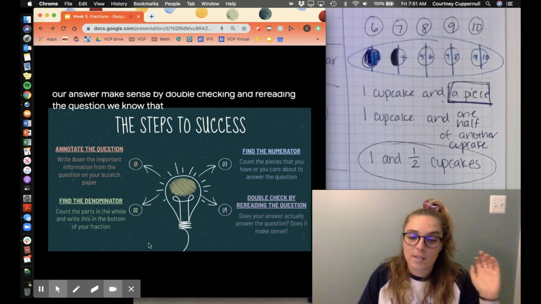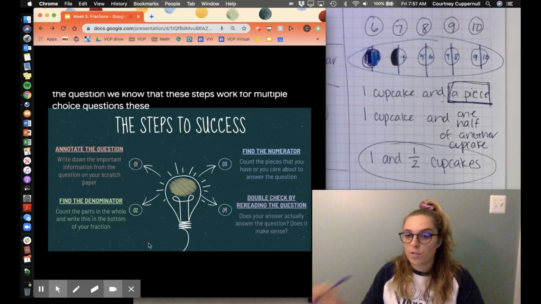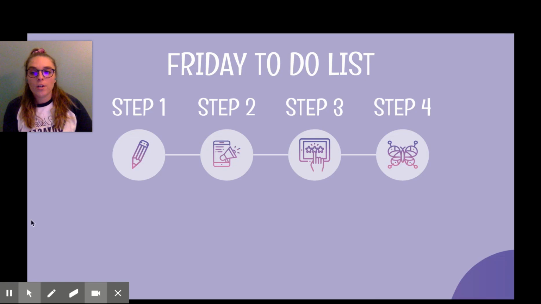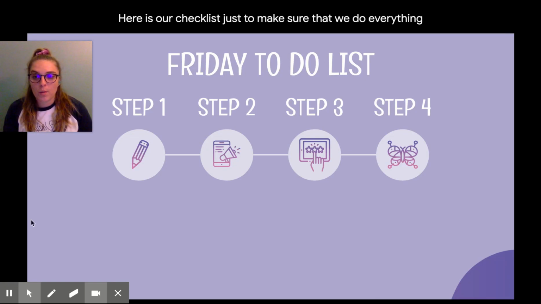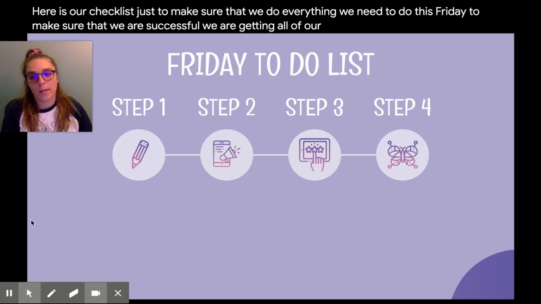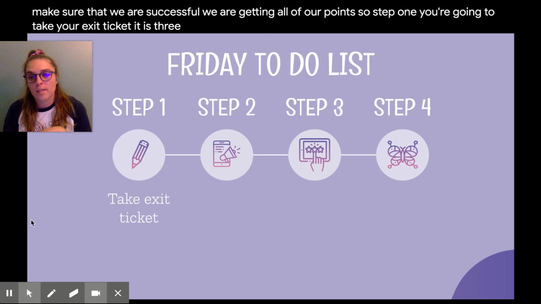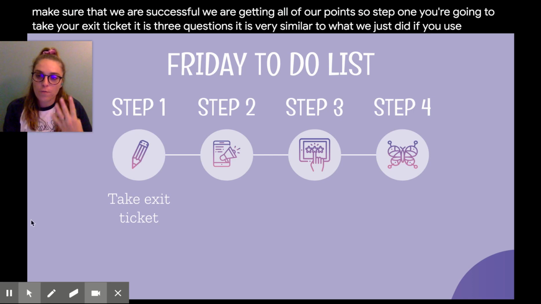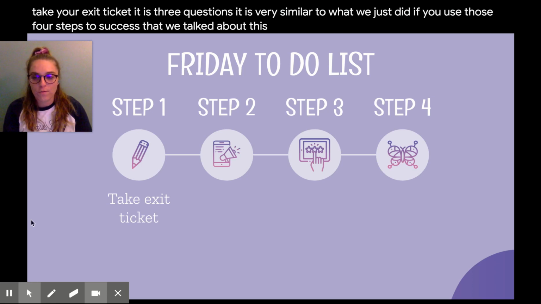We know that these steps work for multiple choice questions. These steps work for story problems. These are our steps to success. All right, here is our checklist just to make sure that we do everything we need to do this Friday to make sure that we are successful. We are hitting all of our points. So step 1, you're going to take your exit ticket. It is 3 questions. It is very similar to what we just did. If you use those 4 steps to success that we talked about this whole review lesson, you will crush it.